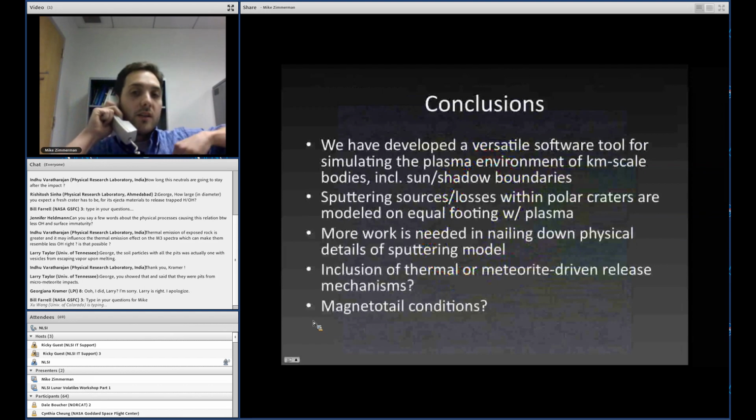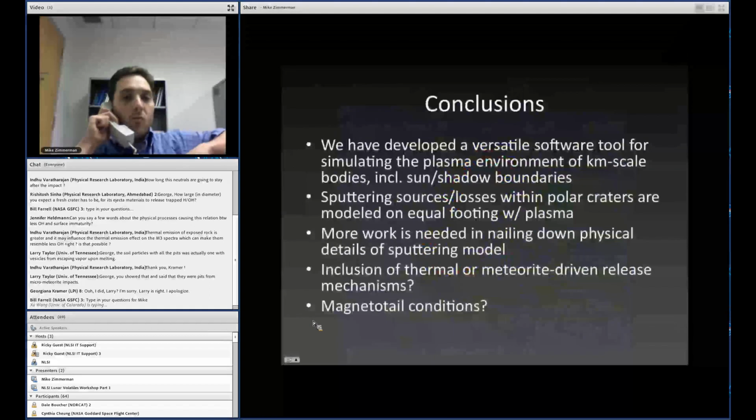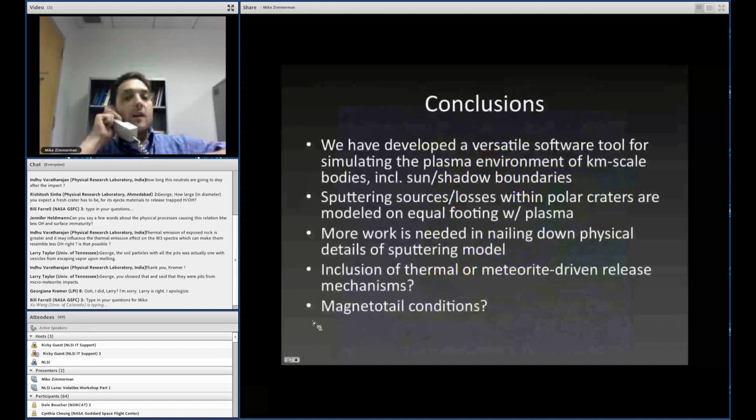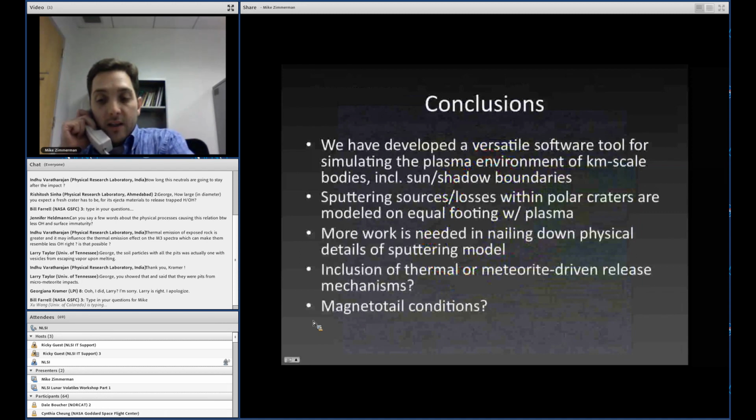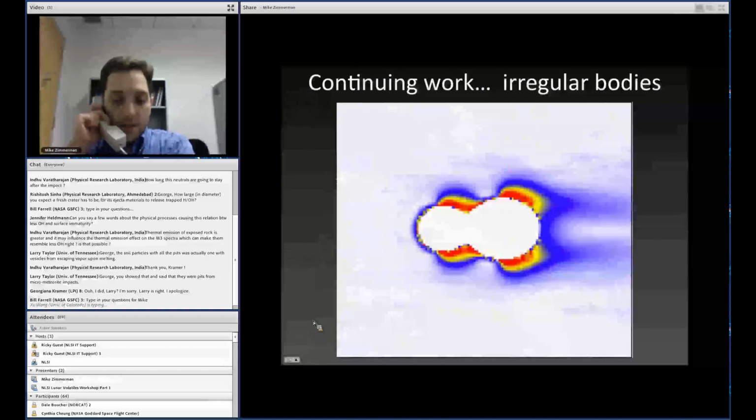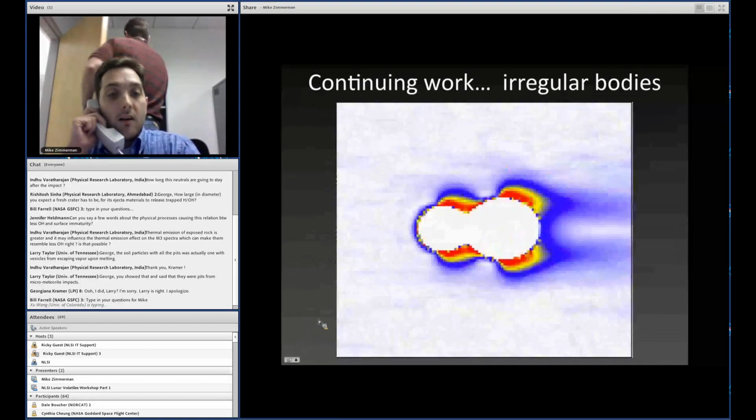And we model the sputtering sources and losses on equal footing with the plasma physics. And some more work needs to be done in nailing down the physical details of the sputtering model for various species. But I think all the software framework is there. We just need to nail down some of these details. And of course, I haven't included any thermal or meteorite-driven release mechanisms or looked at other than typical solar wind conditions. But I think this is a promising code, and looking forward to using it in these different contexts. Okay, thank you.